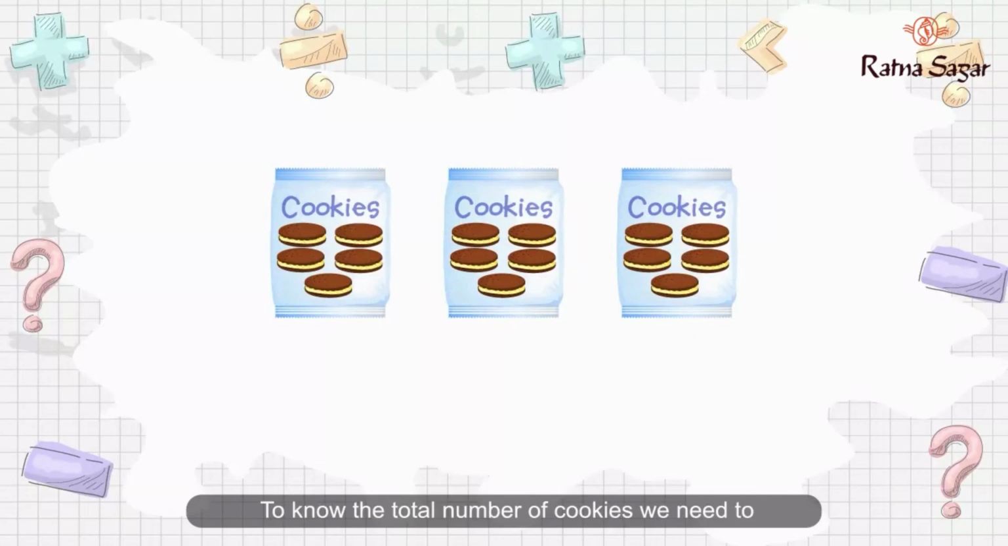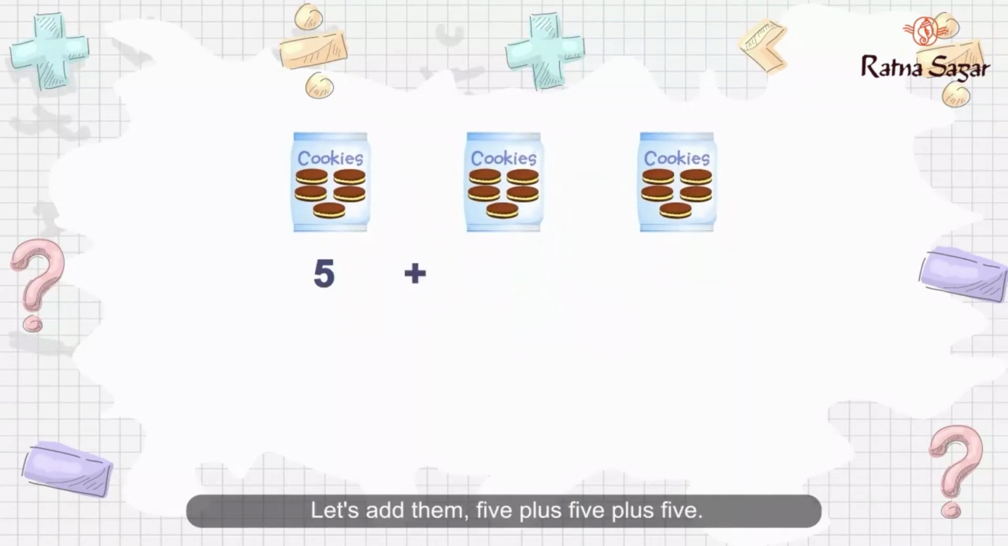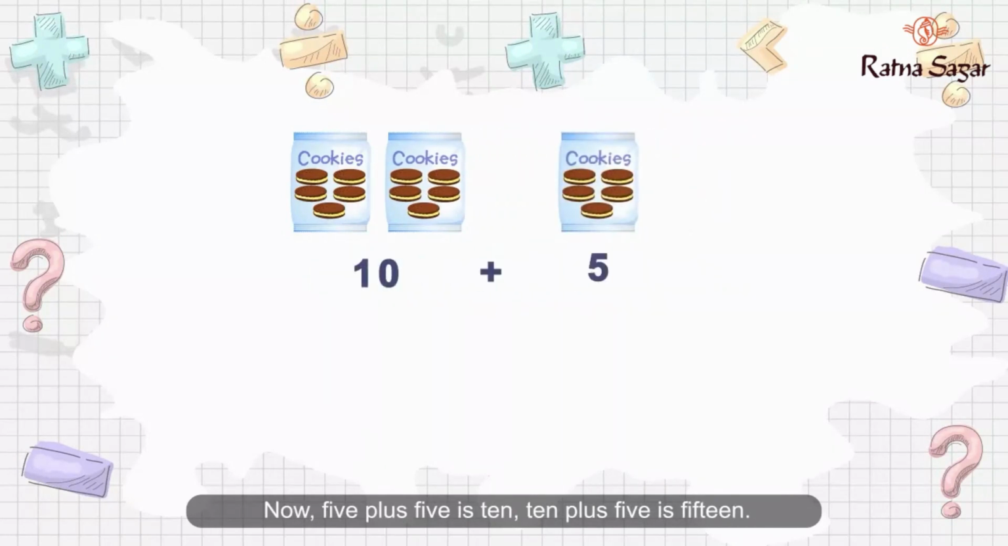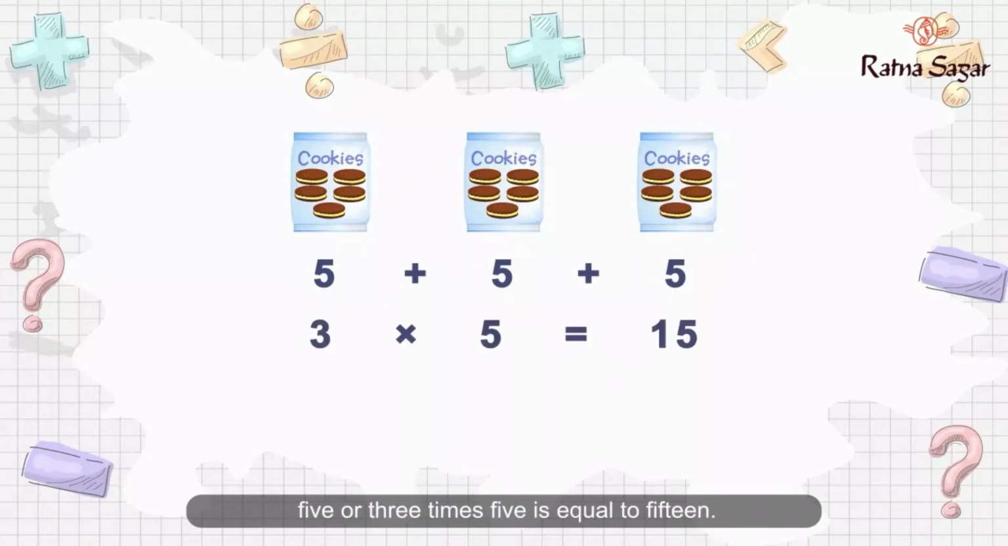To know the total number of cookies, we need to add the number of cookies each packet has. Let's add them. 5 plus 5 plus 5. Here, number 5 repeats itself 3 times. Now, 5 plus 5 is 10. 10 plus 5 is 15. We would read, there are 3 groups of 5 or 3 times 5 is equal to 15.